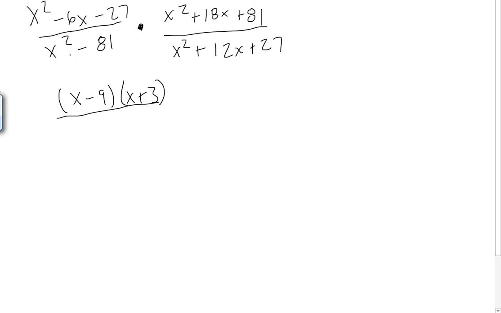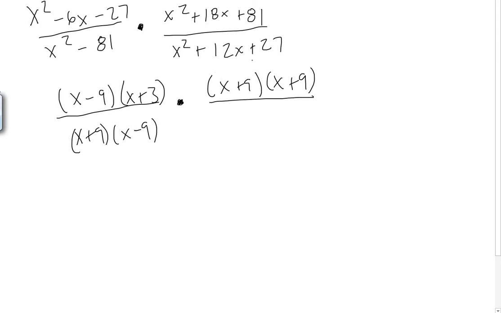Keep that in mind. The bottom is a difference of squares, x squared minus 81. That factors to be (x plus 9)(x minus 9). There's a formula for difference of squares. That's what we're using. Then what happens if I have x squared plus 18x plus 81? The two numbers that multiply to 81 but add up to 18 are positive 9 and positive 9.